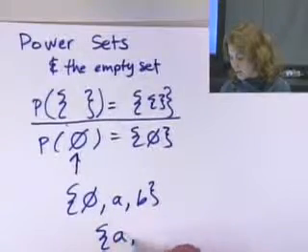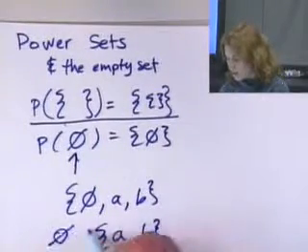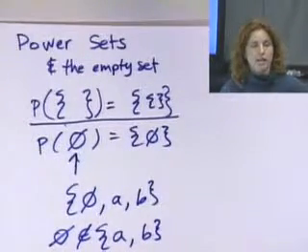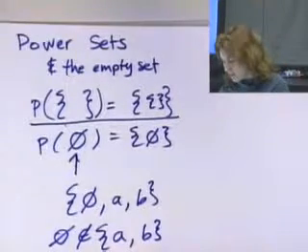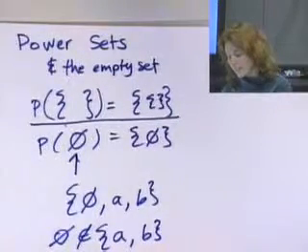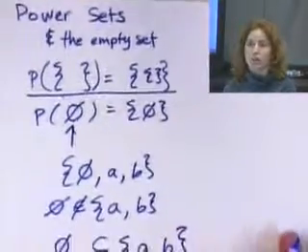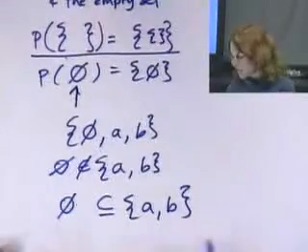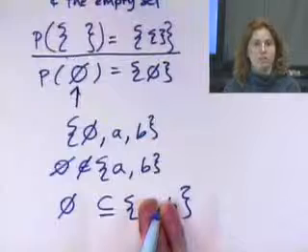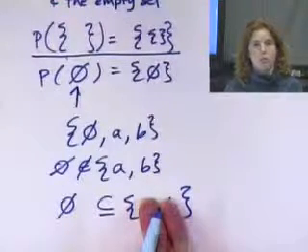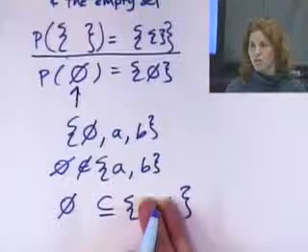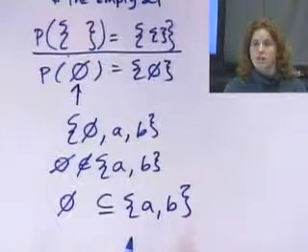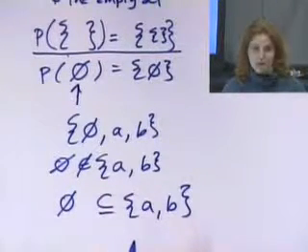Now this set, the empty set is not a member of the set containing A, B. But it's a subset. The empty set is a subset of any set. It's actually a subset of every single set, and that's why it's always in the power set. If I take everything out, I'm left with two empty braces, and that's the empty set. Remember how we generated the power set? We took all the ways of taking stuff out. First we took nothing out, then we take 1 thing out, then 2 things, and so on, all the way down to taking out everything, and we're left with just the brackets.